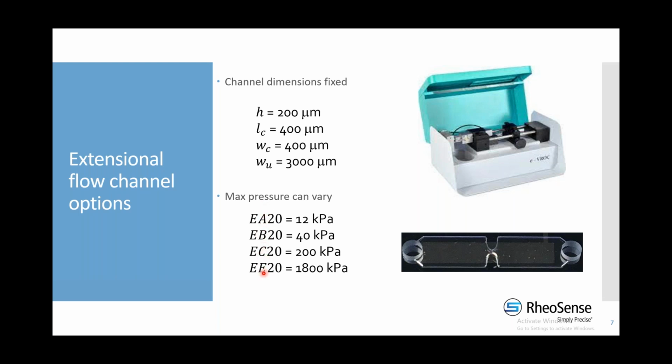So as you go from extensional chips A to B to C to E, the maximum pressure that you can access will increase. And this is pretty useful if you want to handle a broad range of extensional rates and also a broad range of viscosities. To give an example, if you have a high viscosity sample, you can measure a broader range using the C and E chips as opposed to the A and B. If you have a lower viscosity sample, you can measure a broader range with lower pressure chips A and B. So for our extensional rate sweep measurements, we used a combination of all these chips to get this broad range of extensional rates.